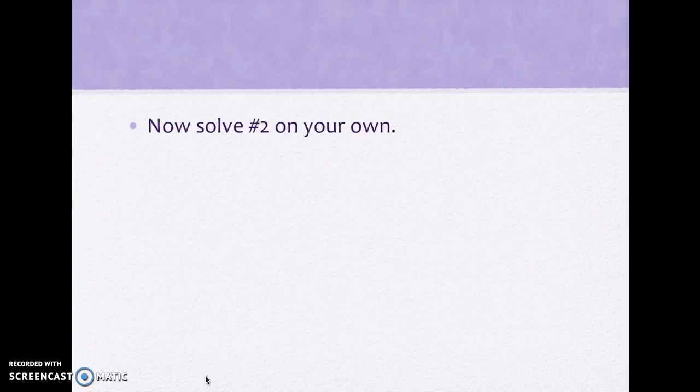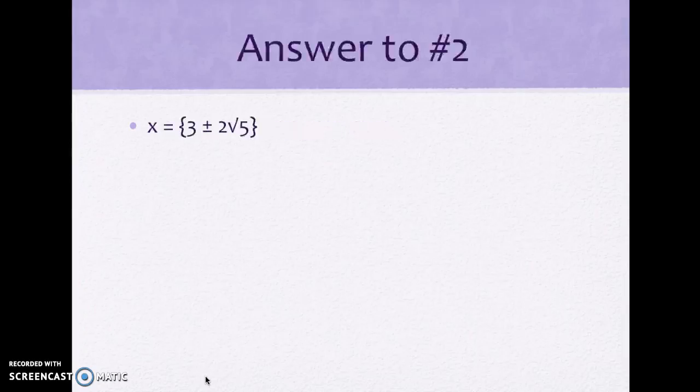Now, I would like you to solve number 2 on your own. Go ahead and pause the video while you do that, please. Here is the answer to number 2. X is going to equal 3 plus or minus 2 times the square root of 5.